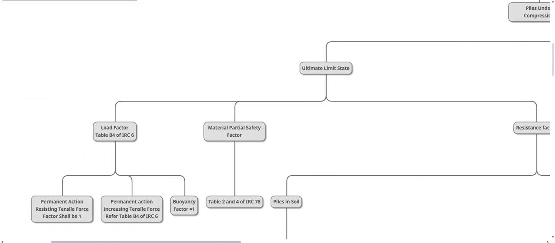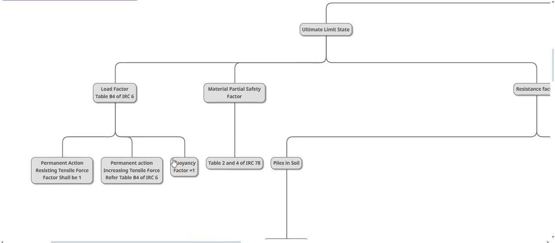For load factor, IRC 78 refers to Table B4 of IRC 6, and it says additionally that for permanent action resisting tensile force, the factor shall be taken as 1. Means if permanent action is causing compression on the pile, the factor shall be 1. Whereas in case of permanent action increasing the tensile force, we shall refer to Table B4 of IRC 6. And for buoyancy, the factor shall be 1. For material partial safety factor, we need to refer to Table 2 and Table 4 of IRC 78.